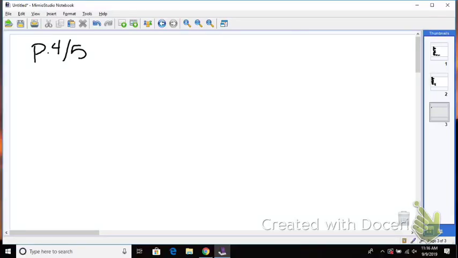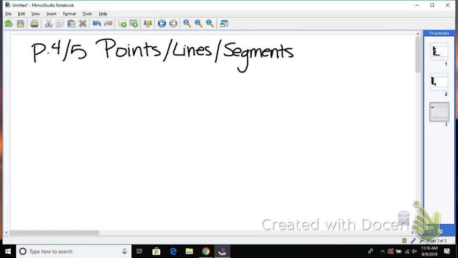Okay, page 4 and 5, I want you to write this as your title: points, lines, segments, and then I want you to go to page 5 and write that at the top of page 5. Leave 4 blank for now. We'll do something in 4 in just a minute.